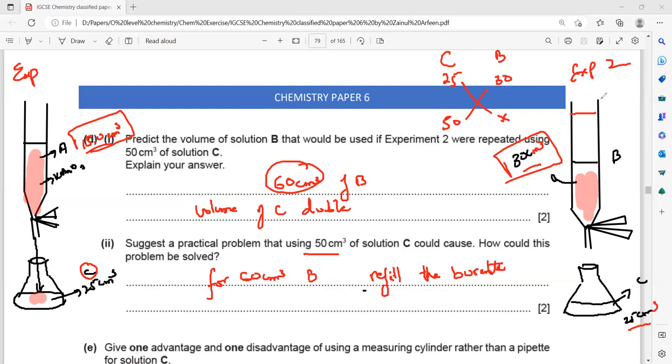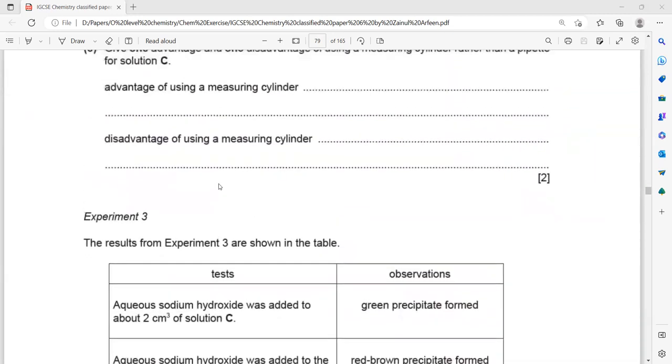Once we remove 50, we could use a measuring cylinder then, but a measuring cylinder won't be accurate in terms of measuring the volume. It will be fast, but it won't be accurate. So the drawback here, whenever you need more than 50 cm cube of solution and you are using a burette, is that you have to refill the burette, because the burette can maximum hold 50 cm cube.